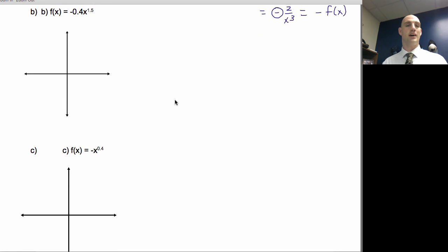Here are 2 more examples. I'd like for you to try those, and tomorrow in class, if you've got questions, we'll check answers and we'll look at them together. Okay, guys?